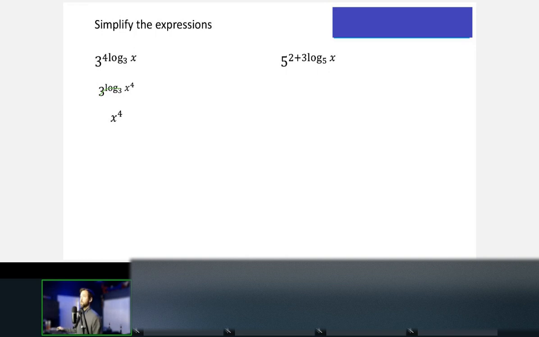All right. Does everyone understand what we're doing now? Okay. Let's try another easy one. 5 raised to the 2 plus 3 log base 5 of x. What can we do? We can totally move this 3 to this exponent. What else can we do?